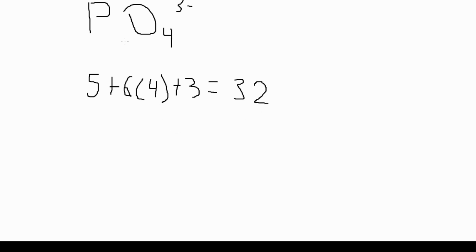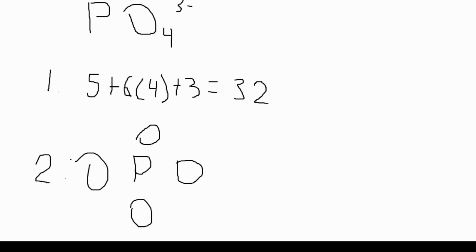So that's step 1. Next, put the least electronegative atom in the center. So that's phosphorus. And then surround it with the oxygens, right? So O, O, O, O. And then draw your bonds, right? And then next thing you do is you draw in your lone pairs on all of the terminal atoms, right?